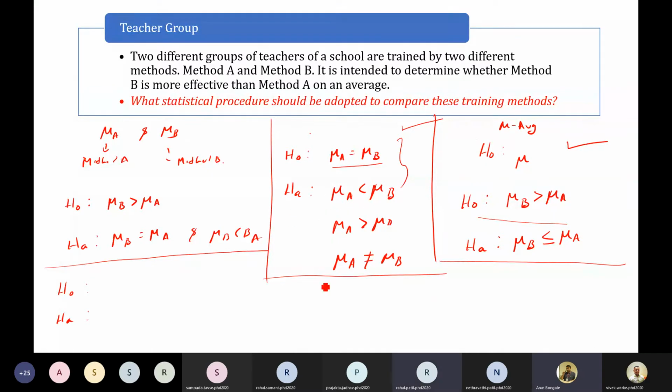What about the alternative hypothesis for this? There are three possibilities I have written. What do you think? Which one should I put as the alternate hypothesis? Alternate hypothesis, method B should be greater than method A. Method A is less than method B. Yes, sir. This one. Okay. Anybody else?